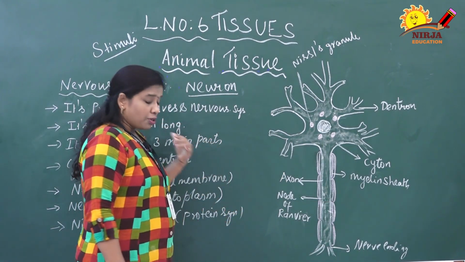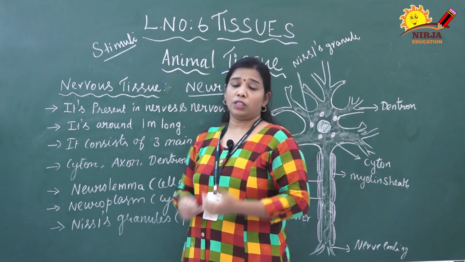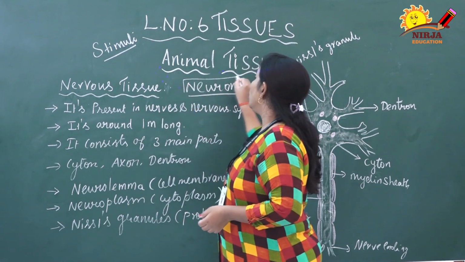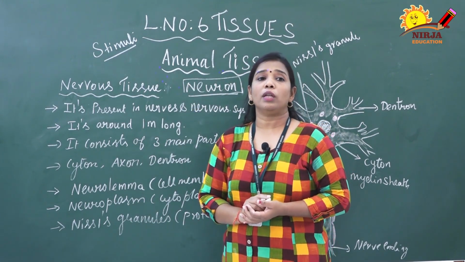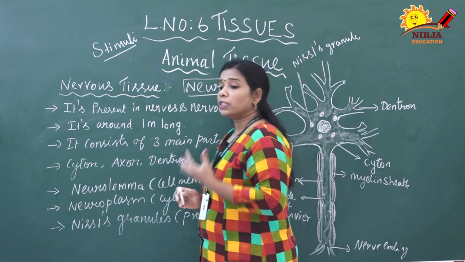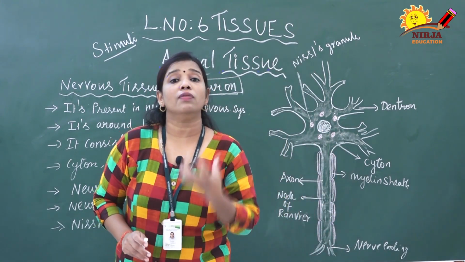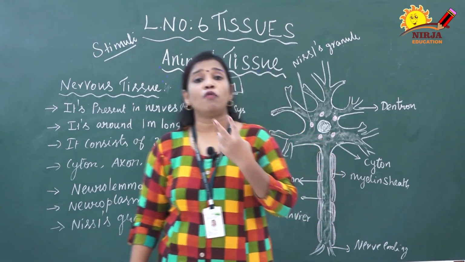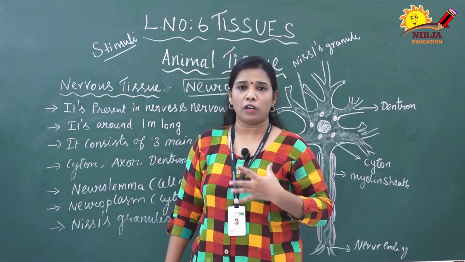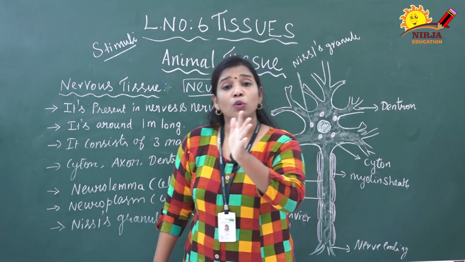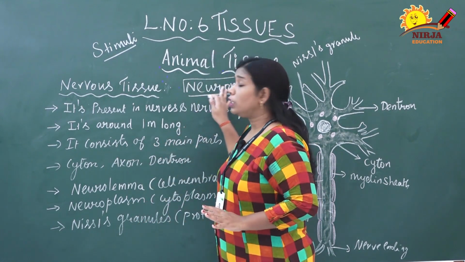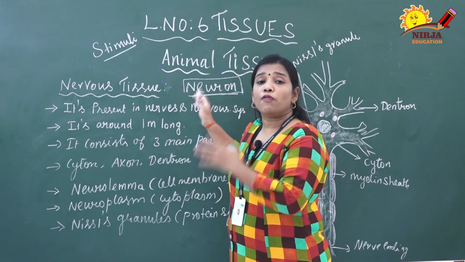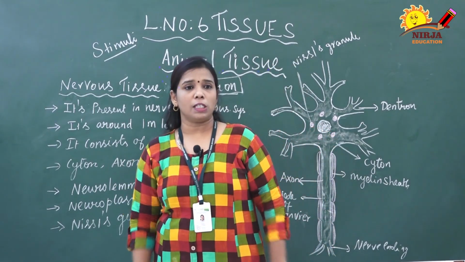Now, in this session we are going to discuss nervous tissue. The nervous tissue is made up of nerve cells. The nerve cells are also called neurons. The neuron is the structural and functional unit of the nervous system. You might have learned about the nervous system in your lower classes. The nervous system is composed of two main organs, the brain as well as the spinal cord. The nervous system, including the brain and spinal cord, is everything made up of nerve cells. That is the reason the nerve cell or neuron is the structural and functional unit of the nervous system.